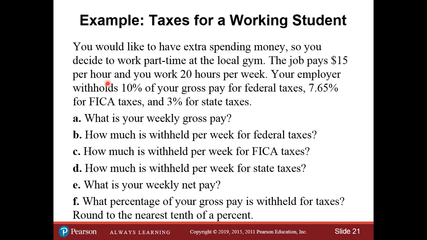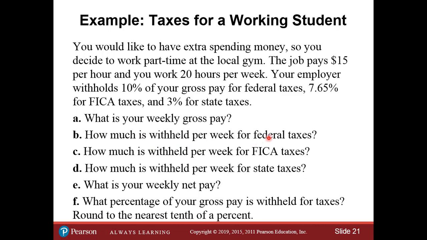Well, that's just everything before anything is taken out of your check. So it would be $15 times 20 hours per week. Okay, so it would be $300. So that $300 is your gross weekly pay. So how much is withheld per week for federal taxes?